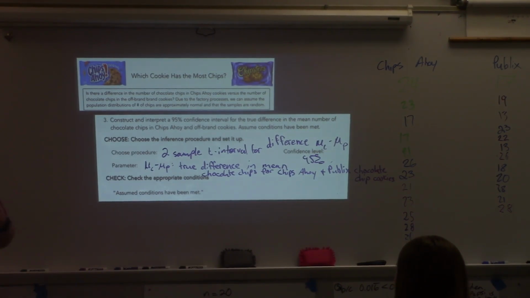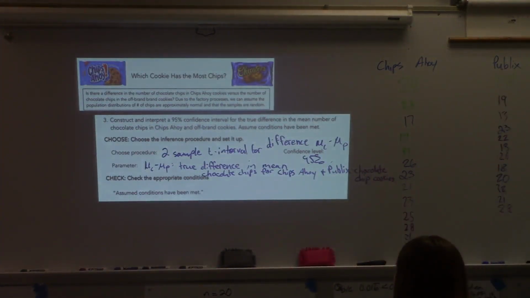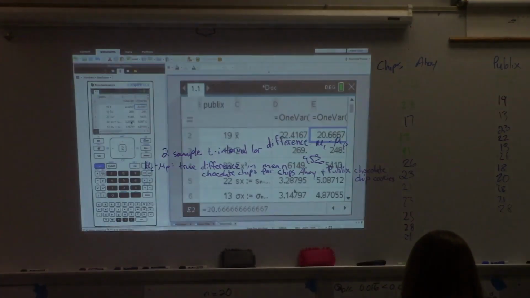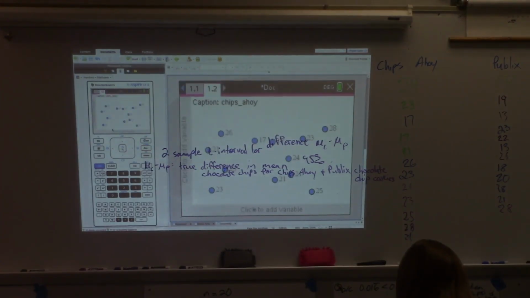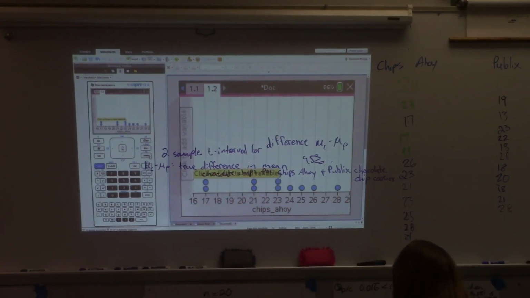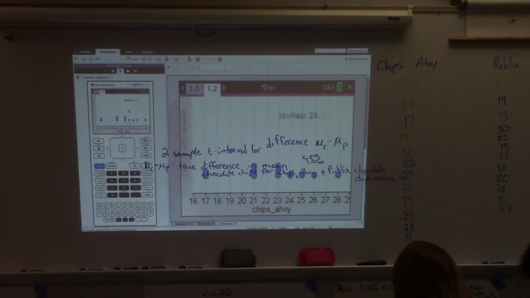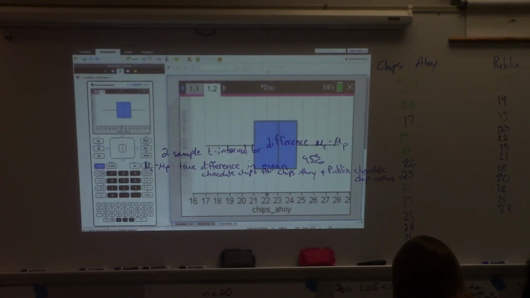Do we satisfy the central limit theorem? No. So what do we need to do, since we don't know the population is normal? Make a graph. We need to create a graph. Go to data and statistics. So let's check out Chips Ahoy. Is that roughly symmetric without outliers? Not for real. Let's check it as a box plot. That's usually safer. Roughly symmetric without outliers? Yeah, definitely.